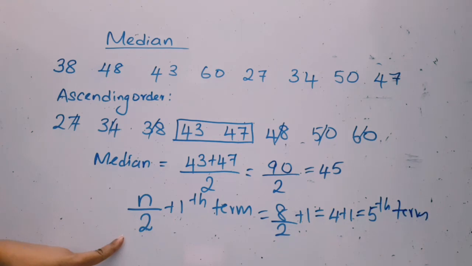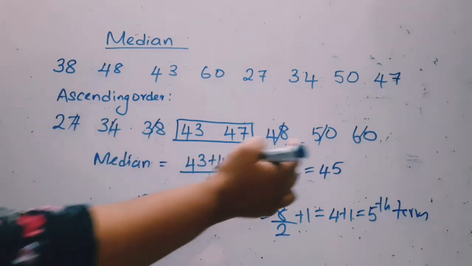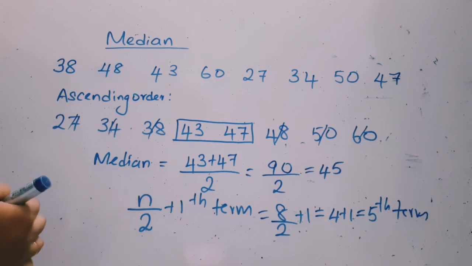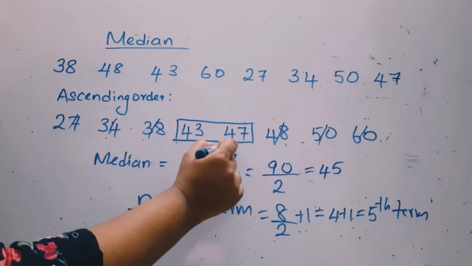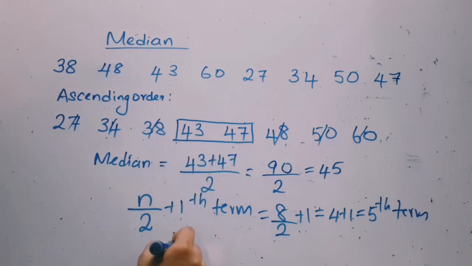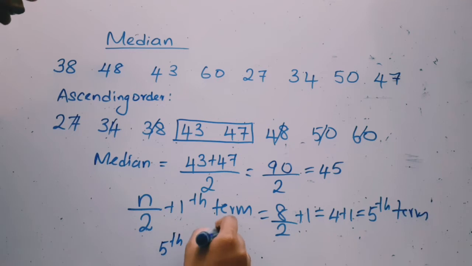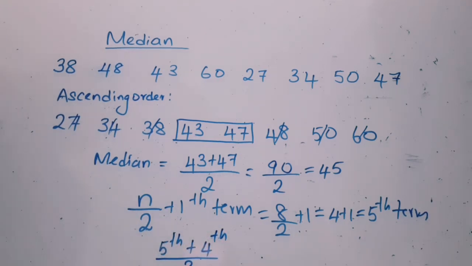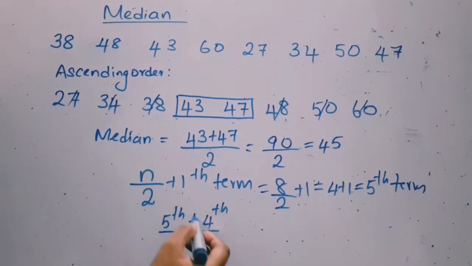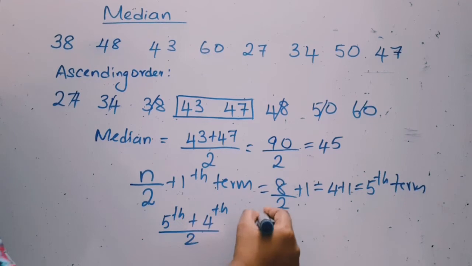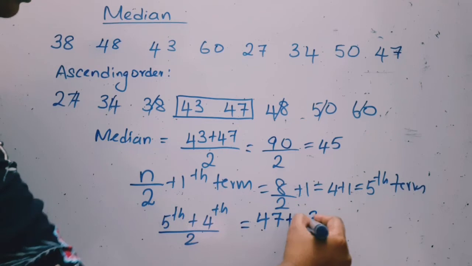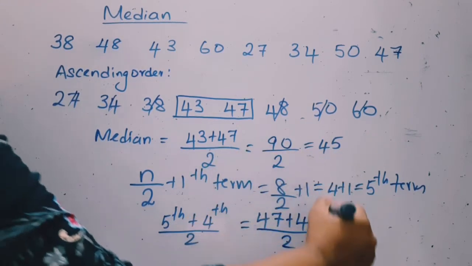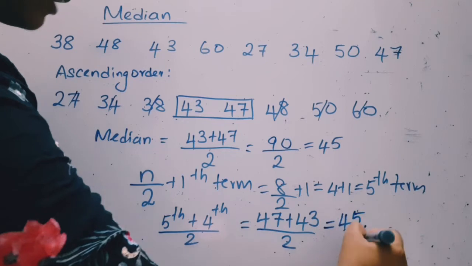After that, what you have to do here is add the fifth term and the previous term, then divide it by 2. So 1, 2, 3, 4, 5. This is your fifth term plus the previous term, the fourth, and then divide it by 2. Okay, children? So the fifth term is 47 and the previous term is 43. So divided by 2, we are going to get the same answer, which is 45.